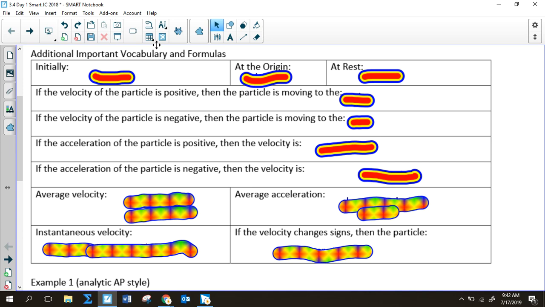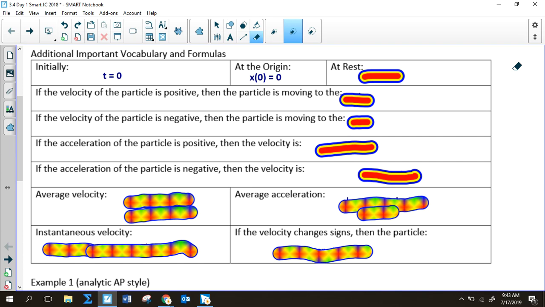So when you hear some of these phrases, you want to understand what they mean. The first phrase that you want to understand is if we say initially, what we really mean is that time is zero. So initially means when time is zero. At the origin means time is zero and the position is also zero. The x position is also zero. So it still feels like 0, 0, but remember we're moving only along the x-axis here.